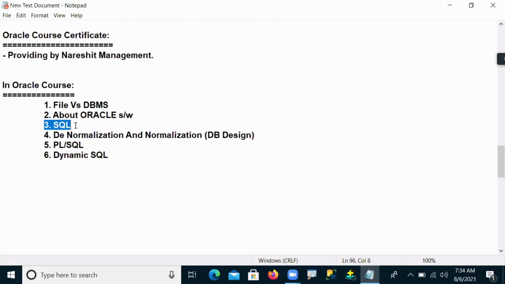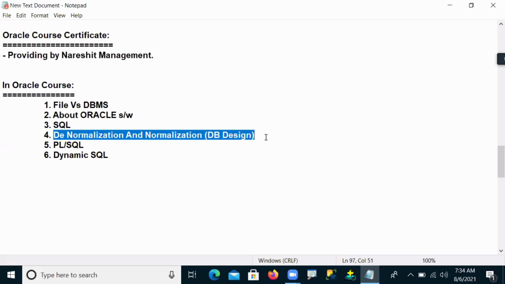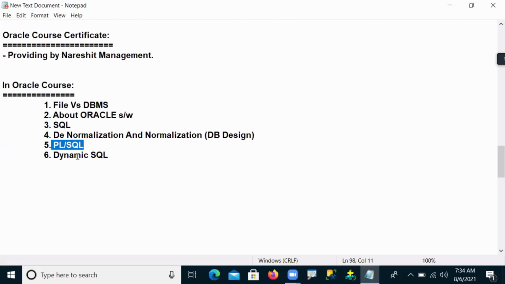And later the languages we are going to use to communicate. The first one is the SQL language. In this SQL category, we will discuss denormalization and normalization, database designing patterns: how to design your databases using normalization techniques. Later PL/SQL, and finally dynamic SQL. The differences between SQL and dynamic SQL we will discuss in the last session. So today is our first session, guys.